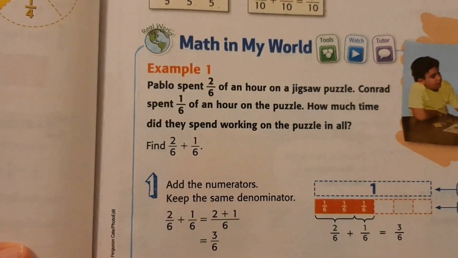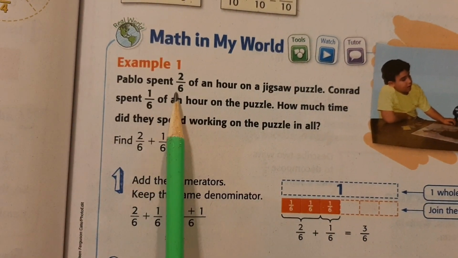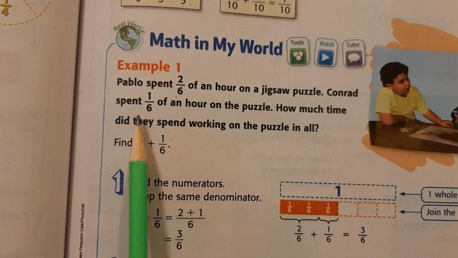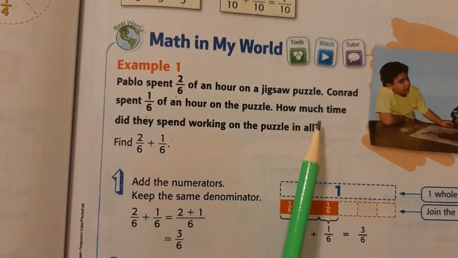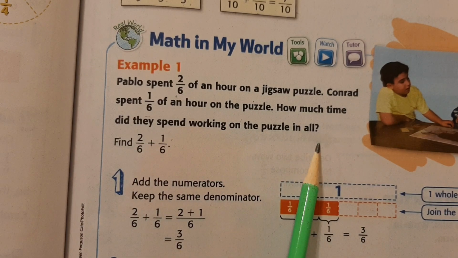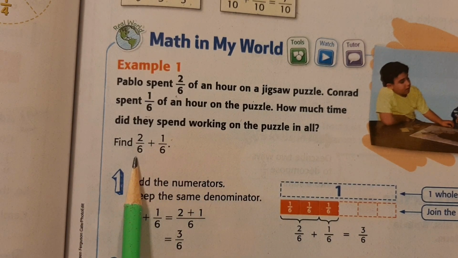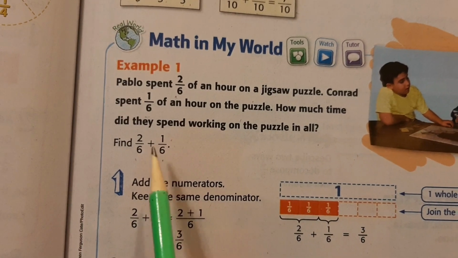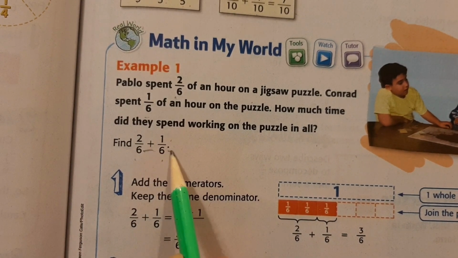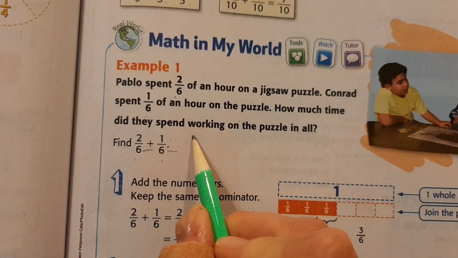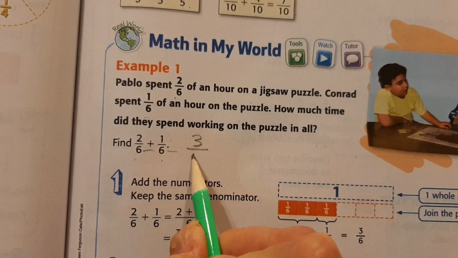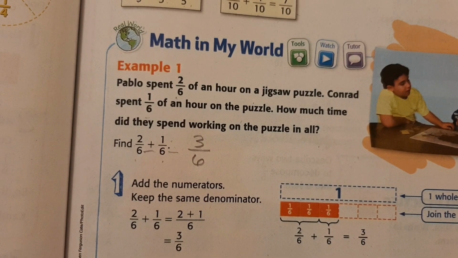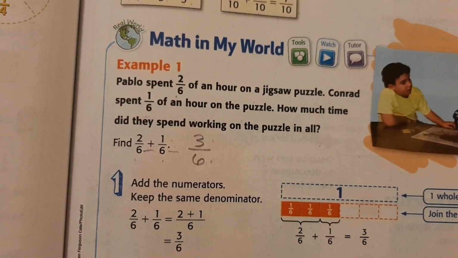Let's take a look at example 1. Pablo spent 2/6 of an hour on a jigsaw puzzle. Conrad spent 1/6 of an hour on the puzzle. How much did they spend working on the puzzle in all? Well, you're going to find 2/6 plus 1/6. Well, you already know how to do this. The denominators are the same. 2 plus 1 is what? 3. And 6, because you keep the denominator the same. Now my question is, is that in simplest form?